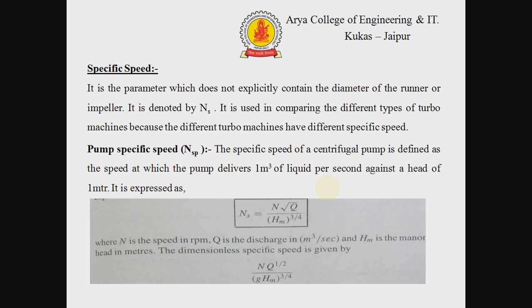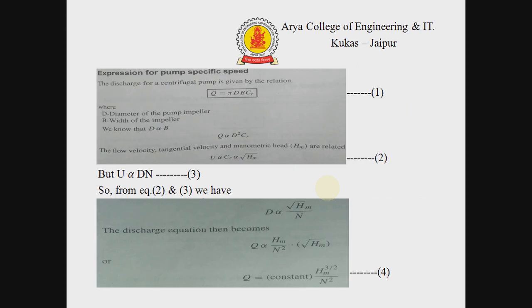Now we discuss the pump specific speed. The specific speed of a centrifugal pump is defined as the speed at which the pump delivers 1 meter cube of liquid per second against a head of 1 meter. It is expressed by the following relation: Ns equals N under root Q by Hm to the power 3 by 4, where N is the speed in rpm, Q is the discharge in meter cube per second, and H is the manometric head in meters. The dimensionless specific speed is given by N into Q to the power 1 by 2 by (g Hm) to the power 3 by 4.